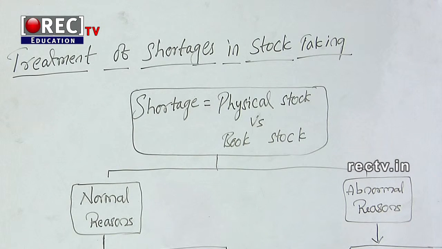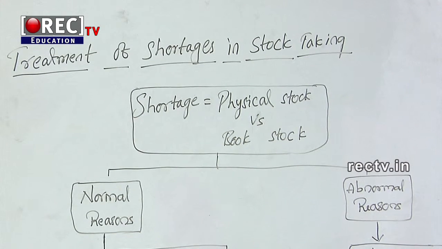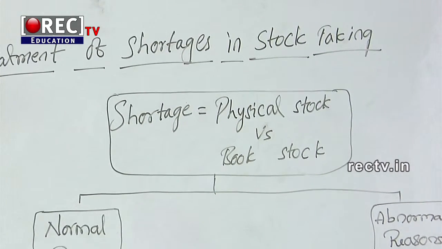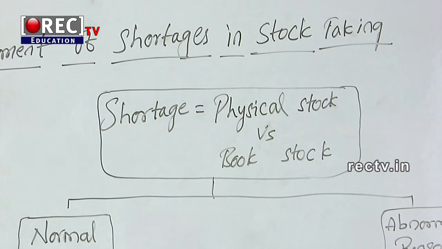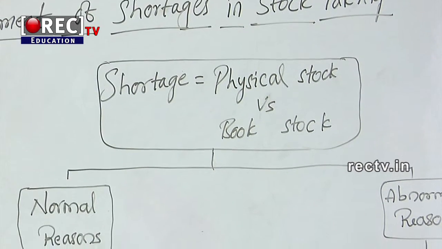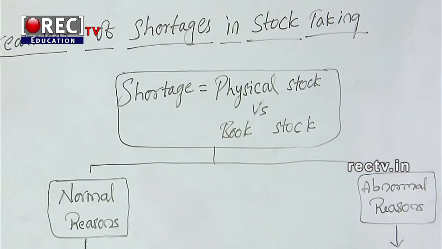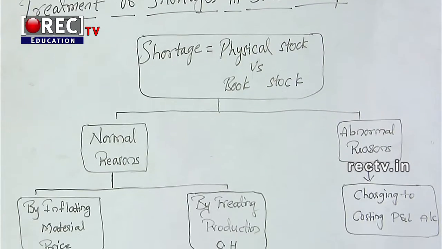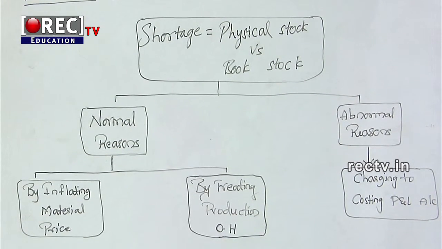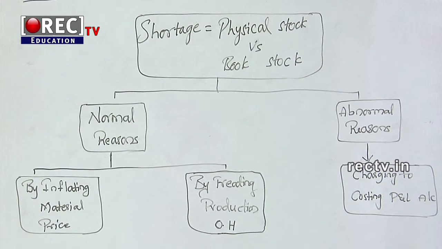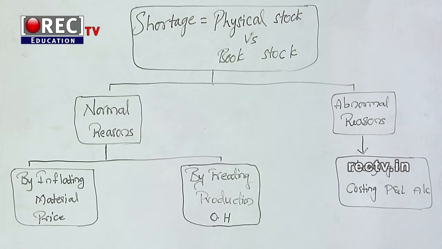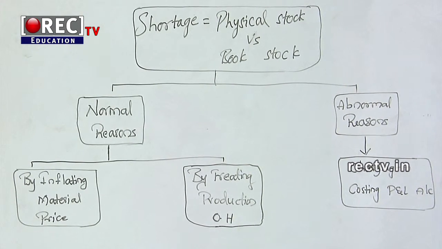Treatment of shortages in stock taking. When we go for physical verification, there will be a difference between the physical stock and book stock, due to normal reasons and due to abnormal reasons. If the difference is due to normal reasons, it should be treated as a production overhead, or it can be treated by inflating the material price. If it is due to abnormal reasons, it is charged to the costing profit and loss account.